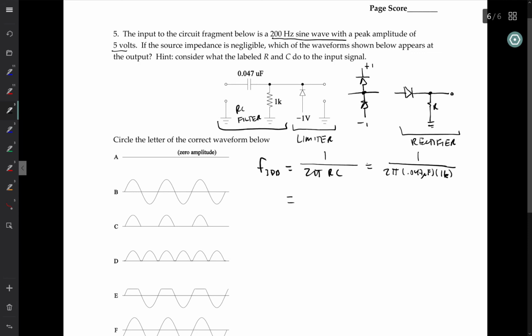In this particular case, I'll punch this up on my calculator. I have 2 pi, 0.047 e to the -6, and 1000. That gives me 3386 hertz, which I round up to 3400.